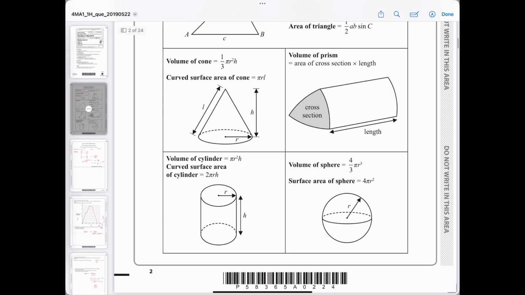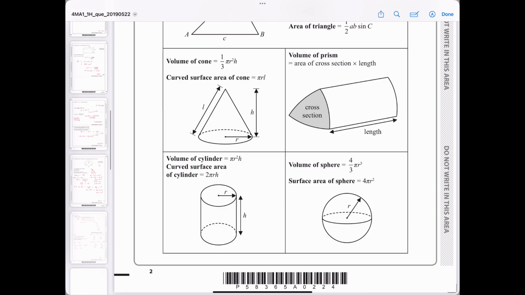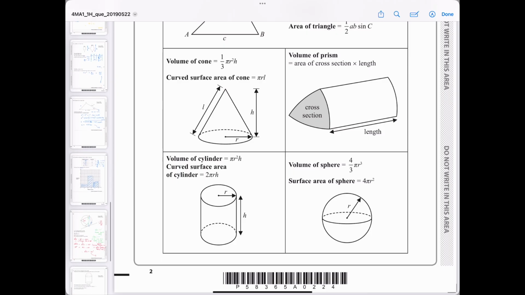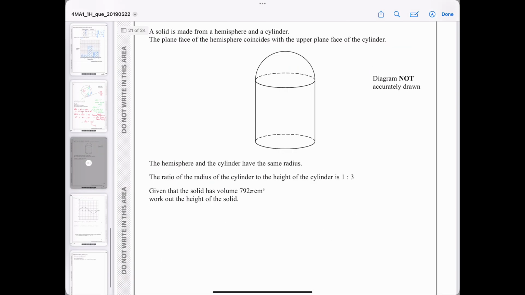We now know that the volume of a sphere equals 4/3 pi r cubed. And we know that the volume of a cylinder equals pi r squared h. Okay, well that's two things that we know, so we'll write those down and then we'll hope that that gets us going in the right direction.